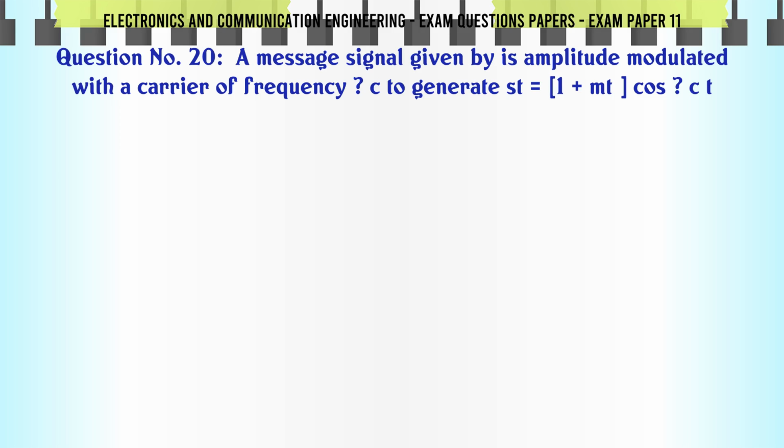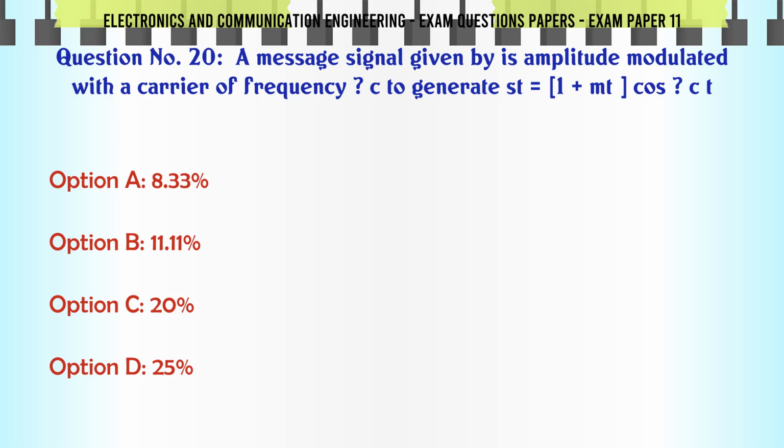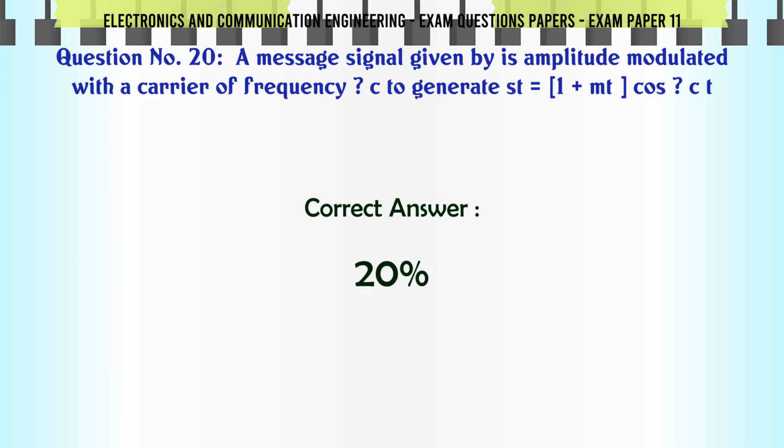A message signal is amplitude modulated with a carrier of frequency ωc to generate the modulated signal. A 8.33, B 11.11, C 20, D 25. The correct answer is 20.